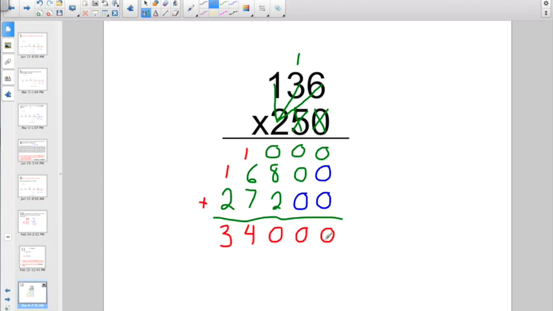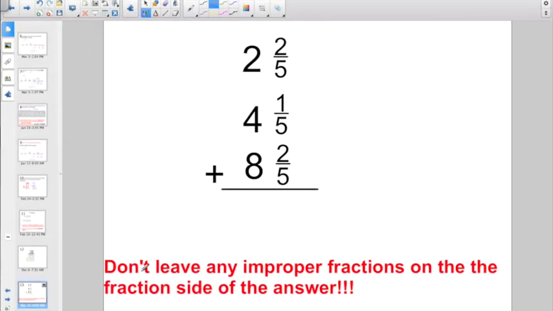Last step, you have a 5-digit number here, so it is imperative that you put in a comma. 34,000. Okay, little hint here, don't leave any improper fractions on the fraction side of the answer.